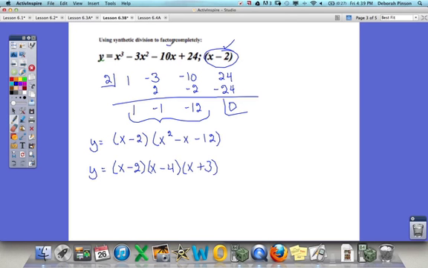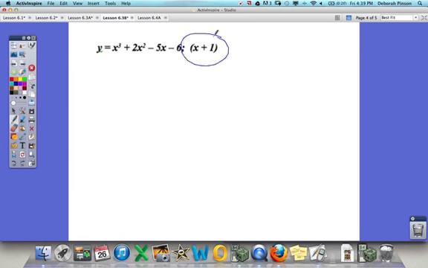Now they asked us to factor completely. I'm going to take it one extra step and actually solve as well, find the zeros. So I would set those equal to 0 and solve. So 2, 4, and negative 3. Okay, and let's do one more of these.